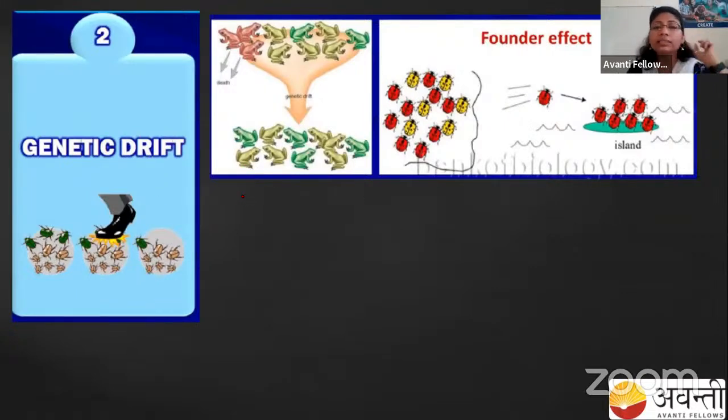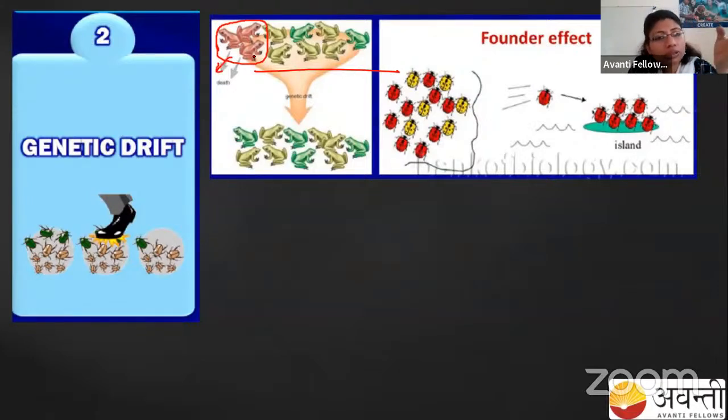Then there is genetic drift. Genetic drift says, see, here are three varieties of frog. Three species of frog are present. The land becomes small. So one of the species, that is the red one, has started thinking that this land is not according to us. Let's move to some other side. So they went to some other geographical region.